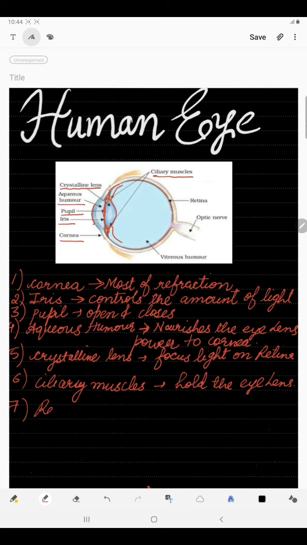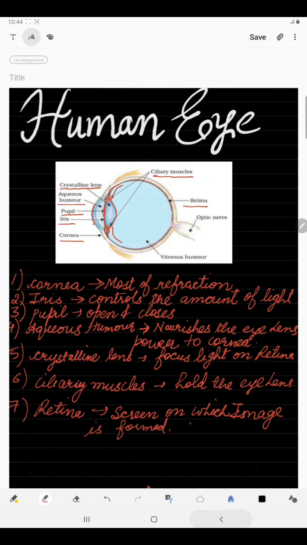Next we have retina. This retina is a screen on which image is formed. It consists of large number of cells known as rods and cones. Rods are light sensitive cells and cones are color sensitive cells.